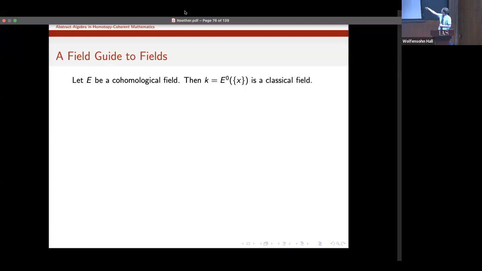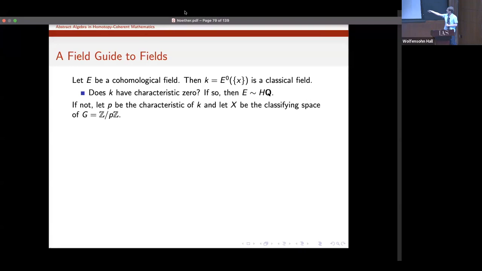Then that's a field in the usual sense. It's an ordinary field. And you can ask, first, does that field have characteristic zero? And if the answer is yes, then you're done. E has the same characteristic as the usual field Q, or really the cohomology theory HQ, cohomology with coefficients in Q. And if it doesn't have characteristic zero, then it has characteristic P for some prime number P.